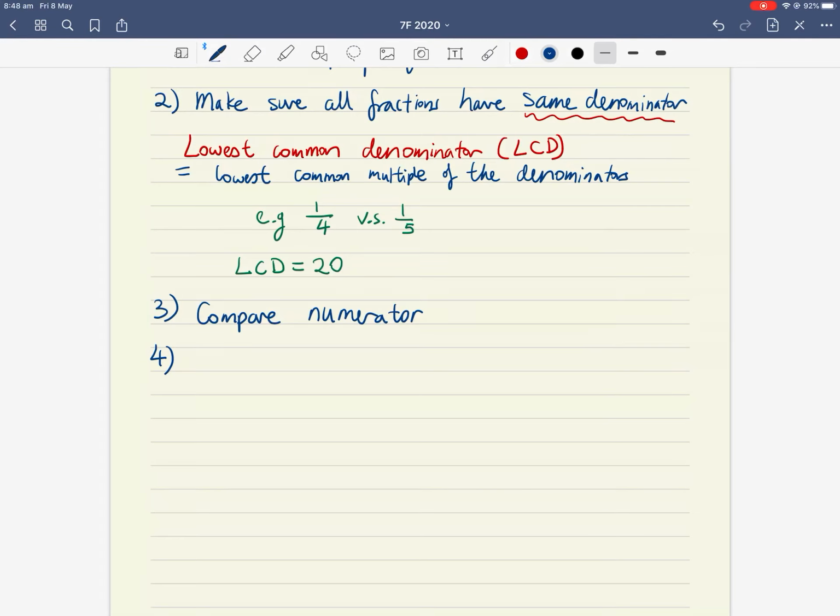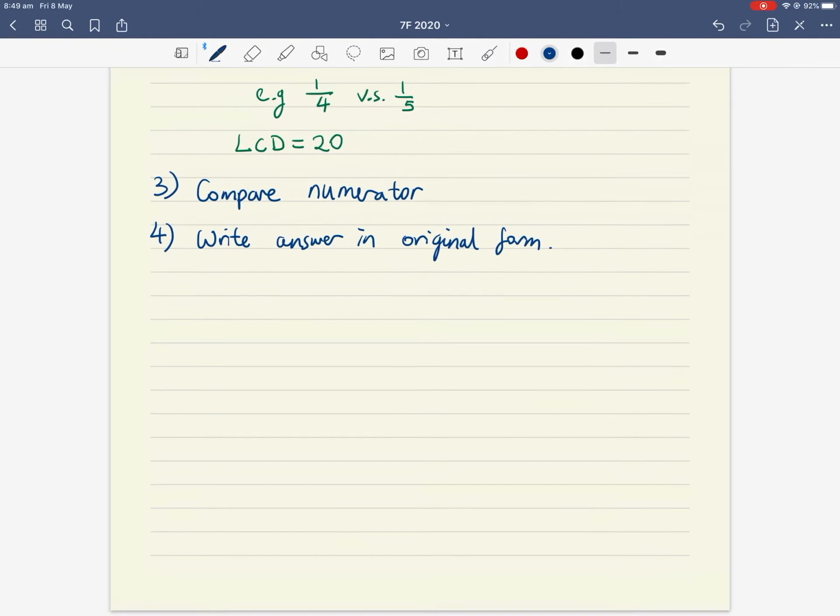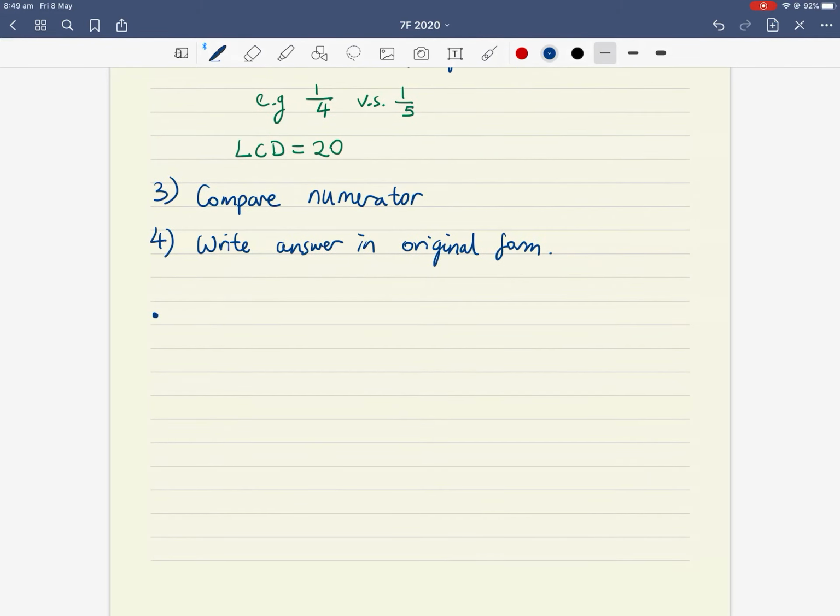And then finally, always write your answer back in your original form. If you don't write your answer in the original form, you will definitely lose half a mark. So step 4, write answer in original form. So some other keywords as reminders.